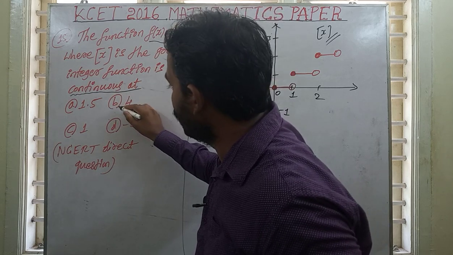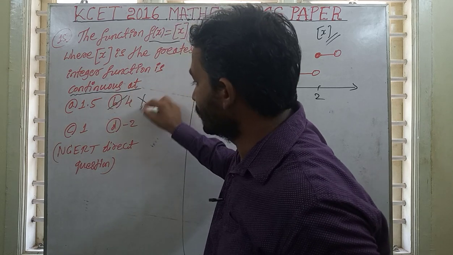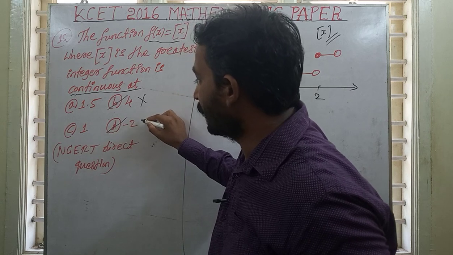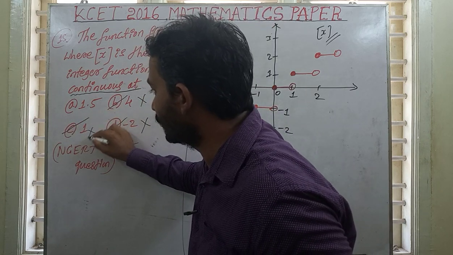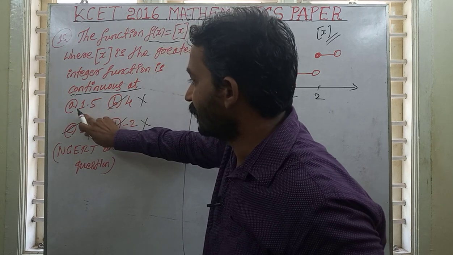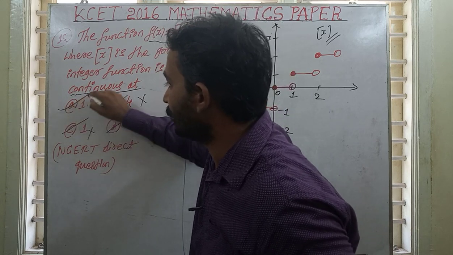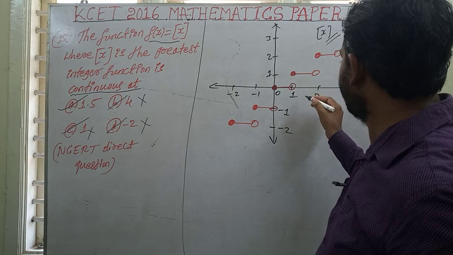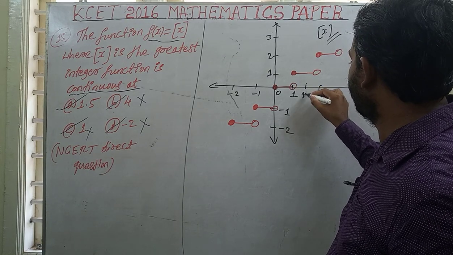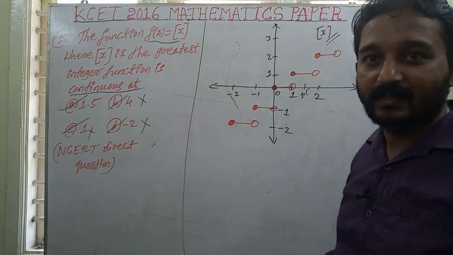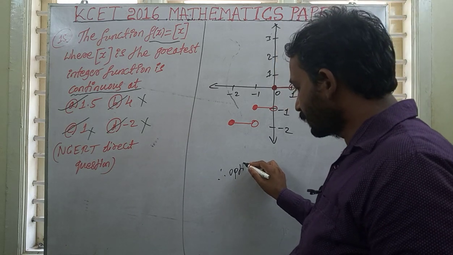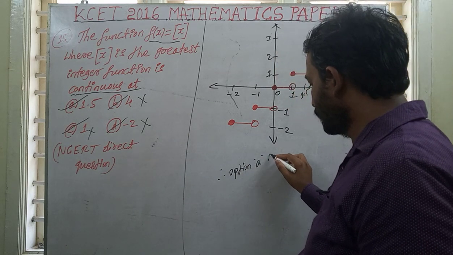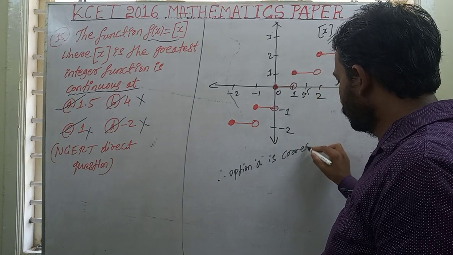So 4 is an integer point, discontinuous. Minus 2 is an integer point, discontinuous. Plus 1 is an integral point, discontinuous. But 1.5 is not an integer, so the function is continuous at 1.5. So the good answer is option A. Therefore option A is correct.